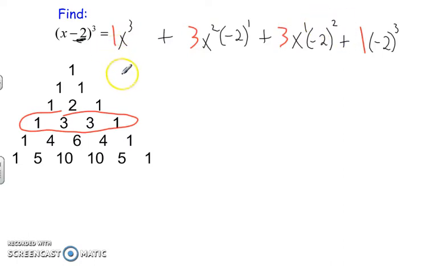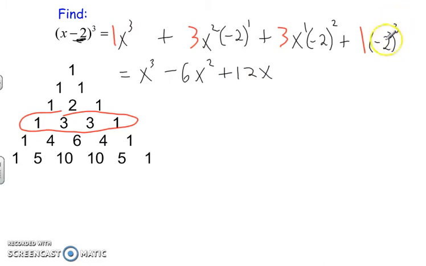Okay, now let's simplify these terms here. The first term would just be x to the third. -2 times 3 is -6, so I'm going to write -6x squared. -2 squared is a positive 4 right there. 4 times 3 is 12, so plus 12x.